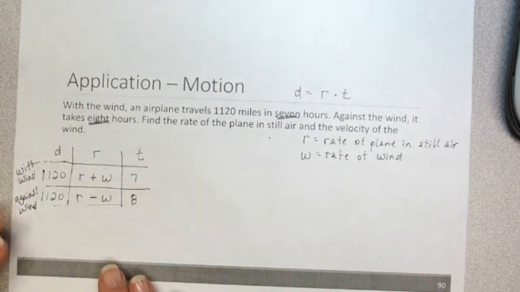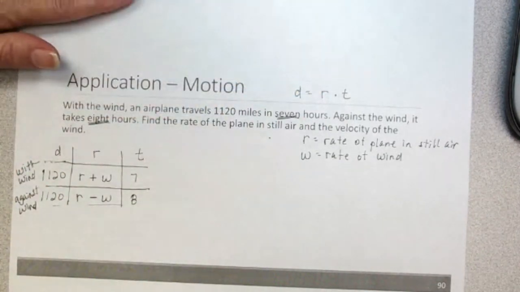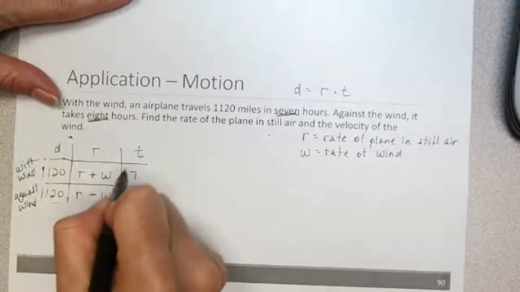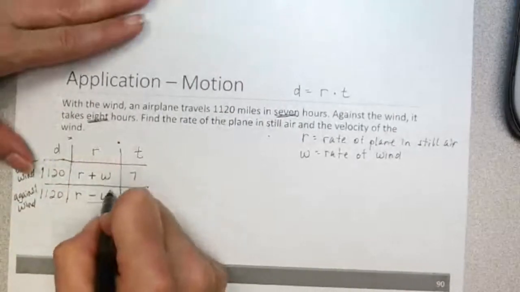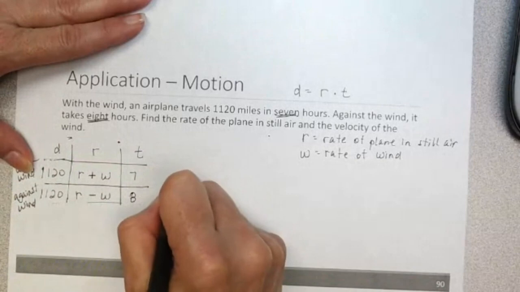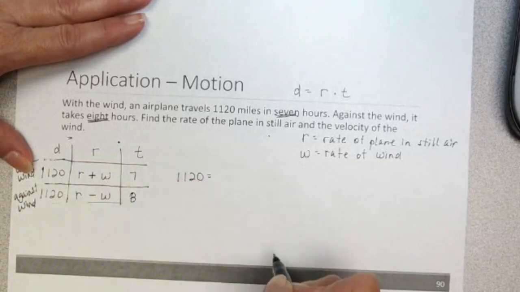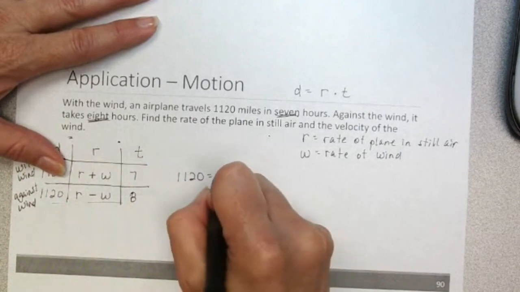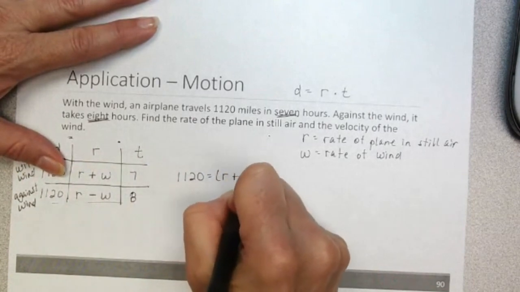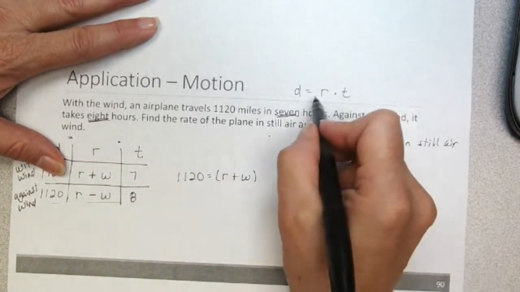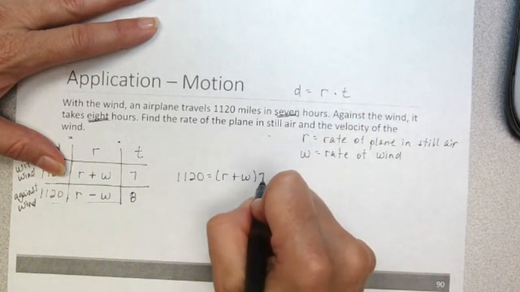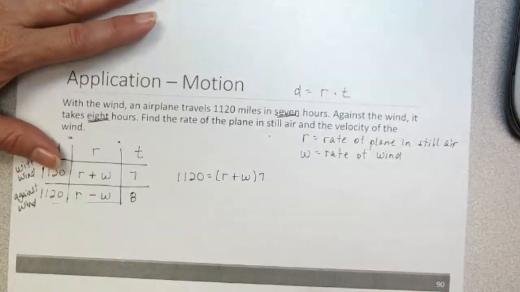Okay, once we've filled in this table, then we can simply write our two equations. Distance equals rate times time, right? So my first equation here is going to say distance, 1120 miles, equals rate. This rate is R plus W. I don't know what it is yet. It's the rate with the wind. And the time, rate times time, the time is 7 hours. So that's the first equation.